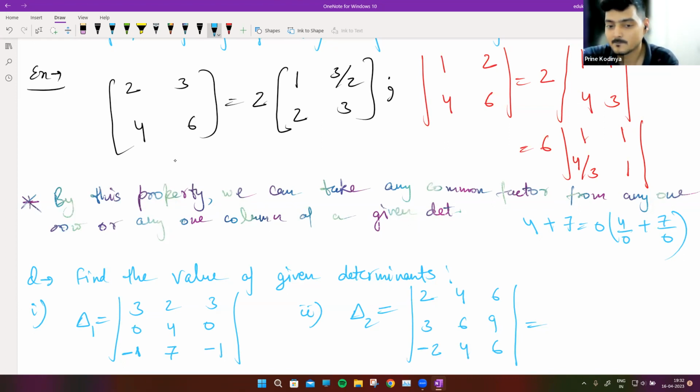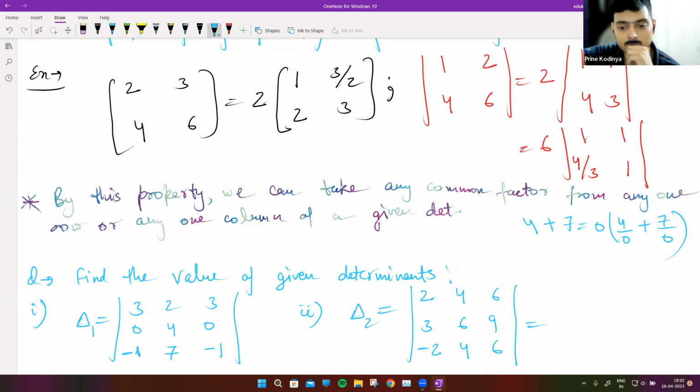Yes. This has some property. We don't need to expand them, certainly. So it is 0. Why? The 2 columns are same. So column 1 and column 3 are same.